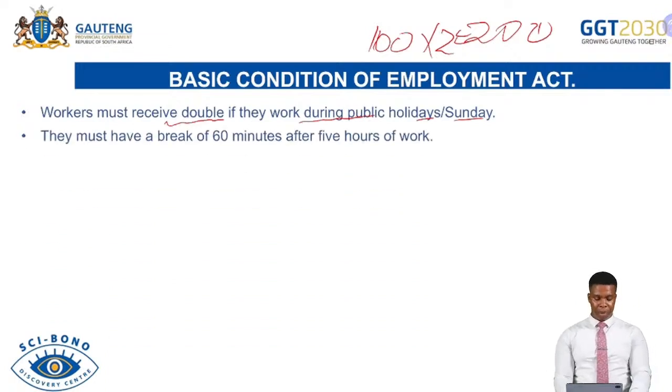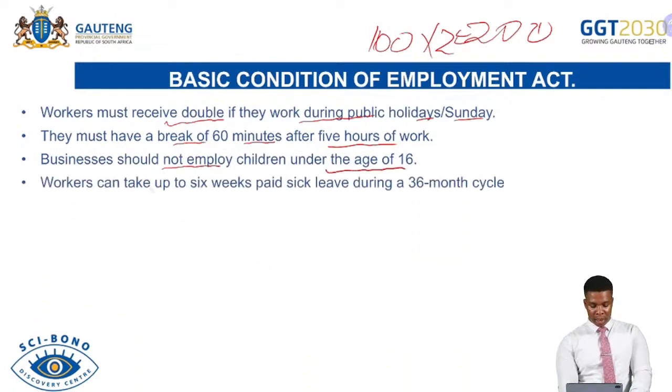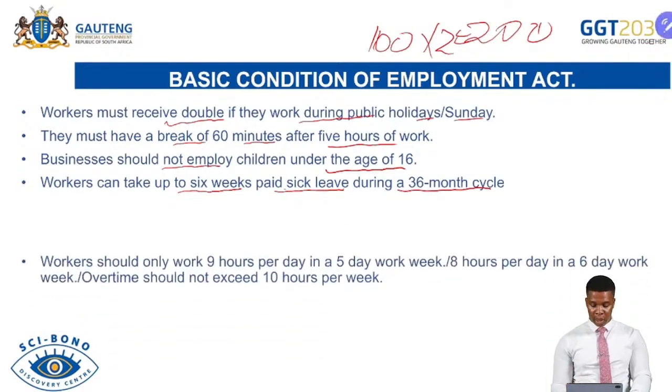And furthermore, they must know that workers must at least have a break of 60 minutes after 5 hours of continuous work. And then businesses should not employ children under the age of 16. And then workers may take up to 6 weeks of paid sick leave during the 36-month cycle. So this is what the human resource manager should know and should allow their workers to have.